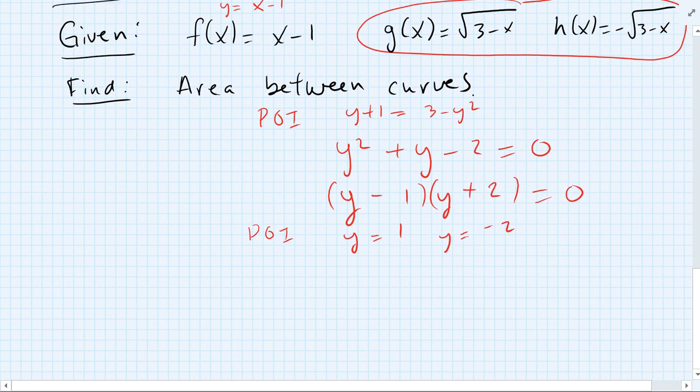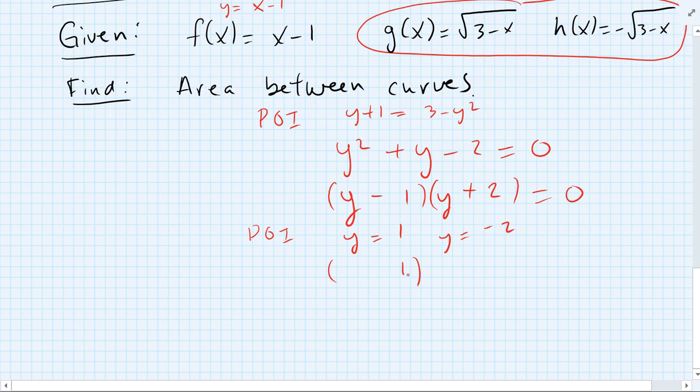And I plug them into the original equations. Which one do you want to plug it into? Because they are points of intersection, plug it into the easier one. How about the linear one? So for my first point, when y is 1, x is 2. For my second point, when y is negative 2, x is negative 1. Those are my 2 points of intersection.